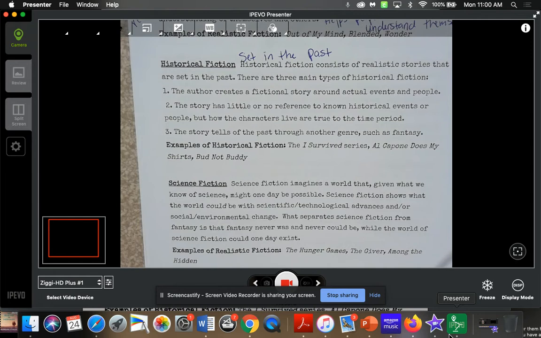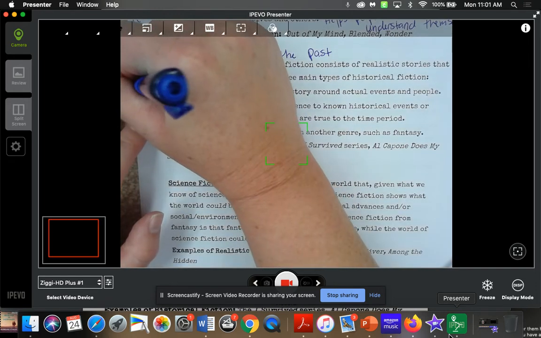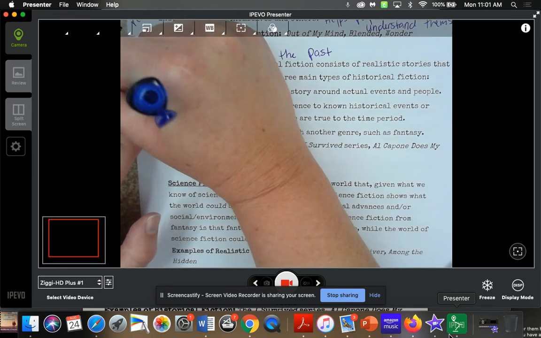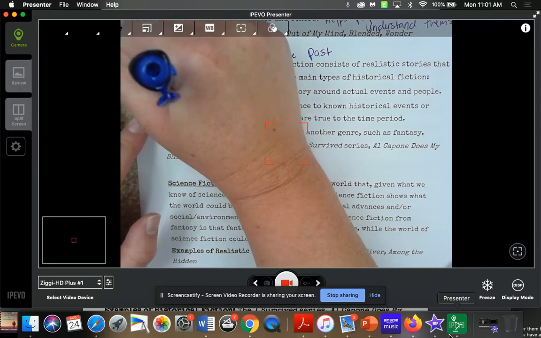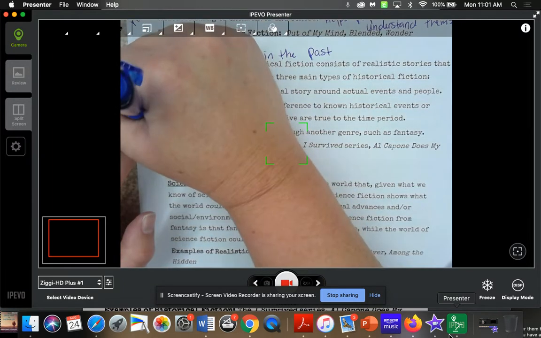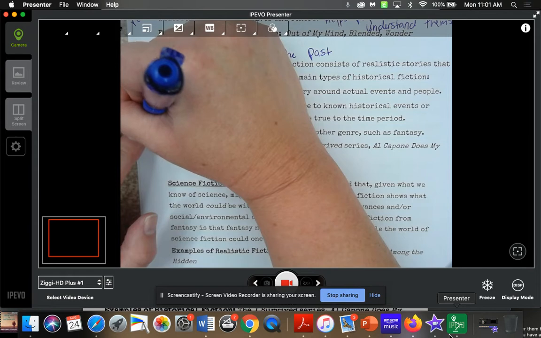Now, there's 3 types of historical fiction we are going to look at. The first one is when the author creates a fictional story around actual events and people. So what should we jot down for that? Fake story, but real people and events. This would be your I Survived.